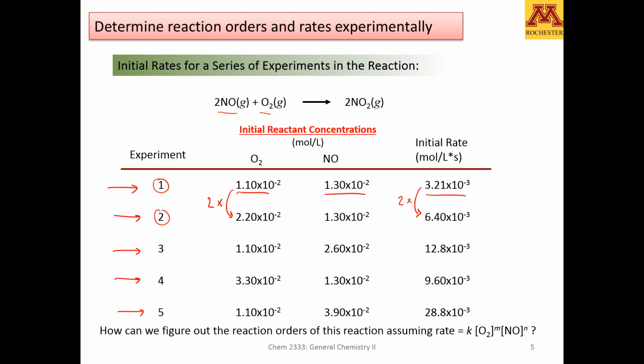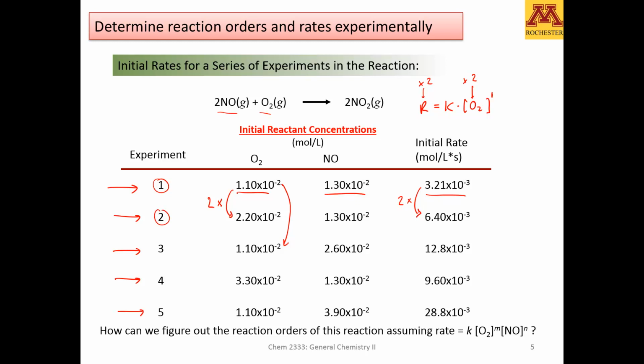This means that the rate law for this reaction has to be a constant times the concentration of oxygen. When you double the concentration of oxygen, the rate gets doubled. This means that the exponent on the oxygen is 1. Okay, if it were something else, you would see a different factor multiplying the whole rate. And that will be clear in the third experiment.